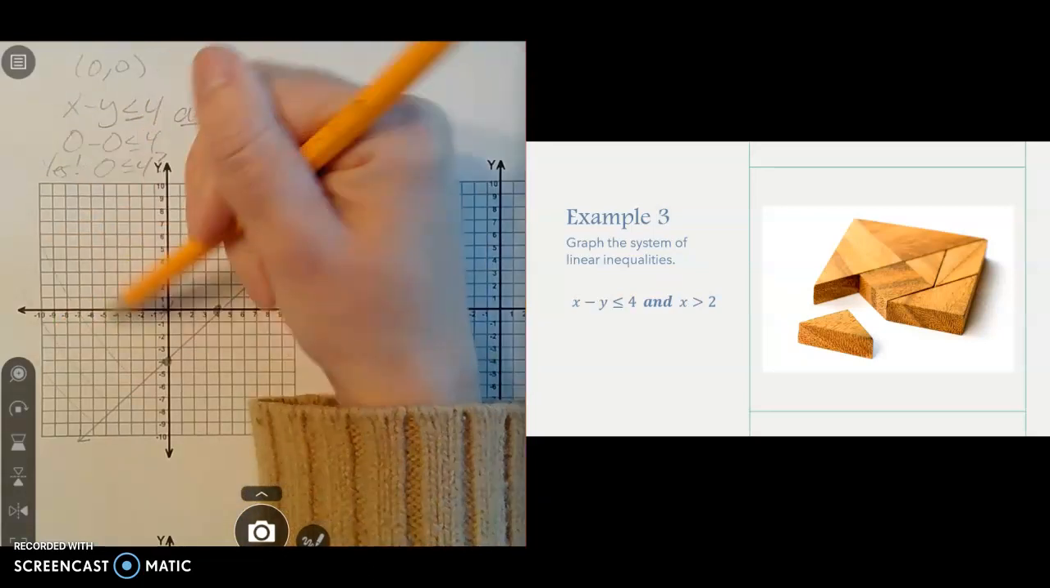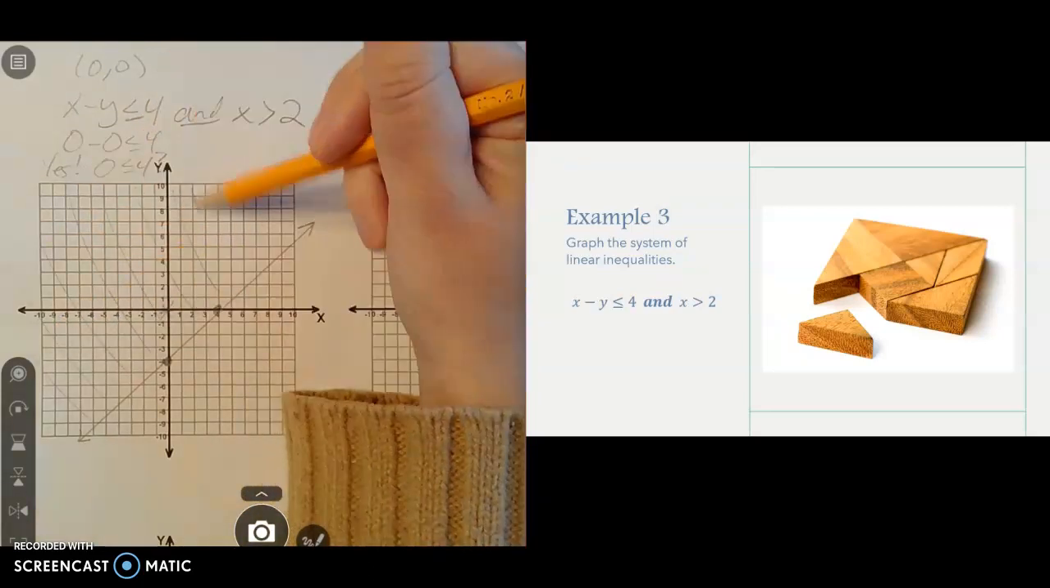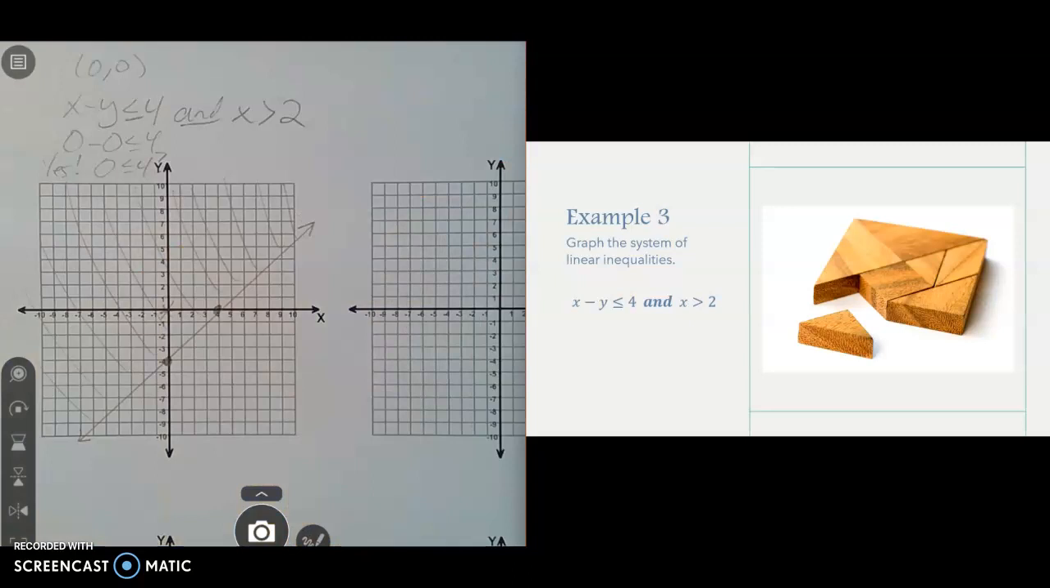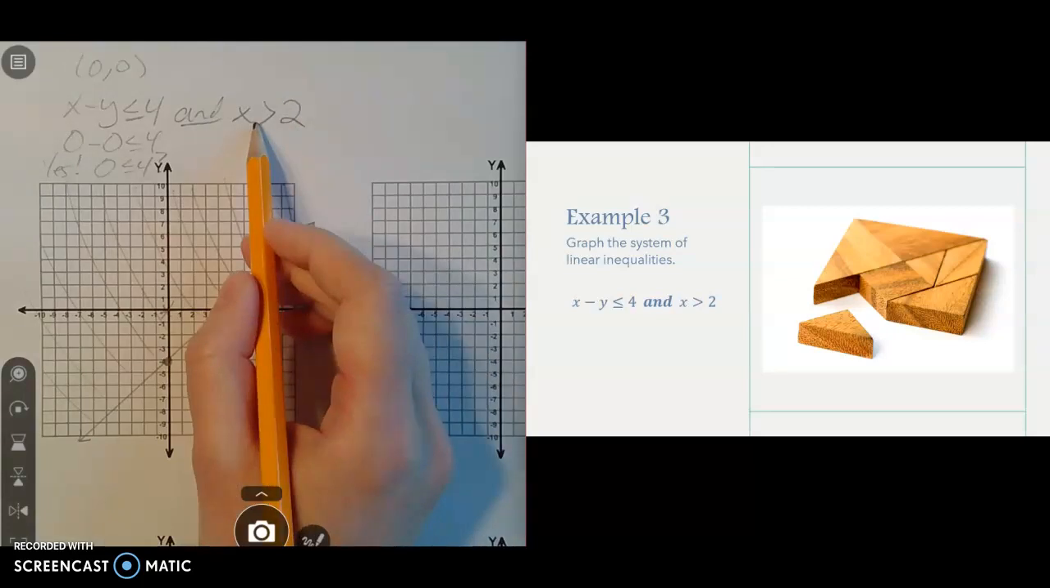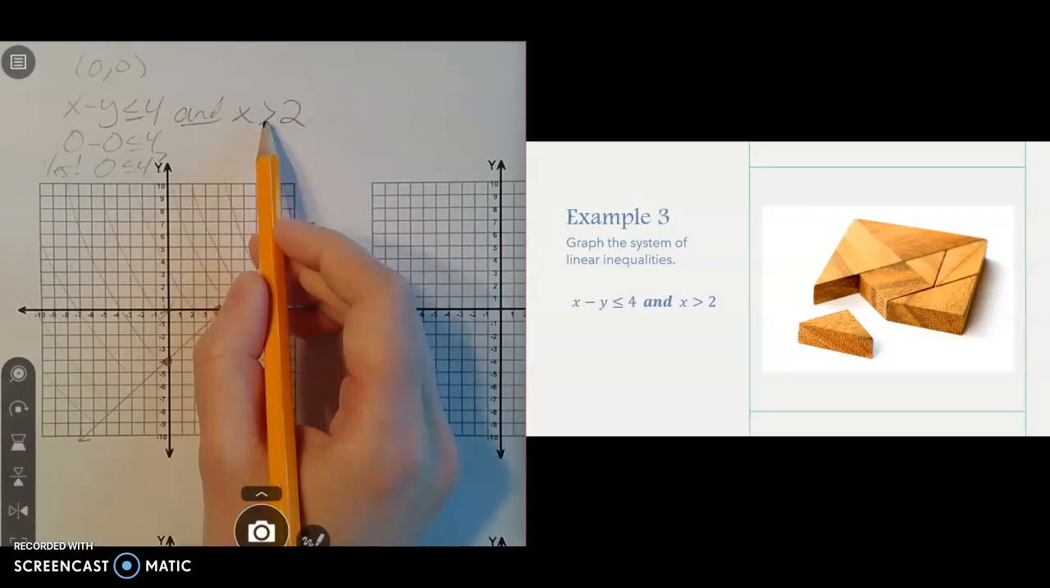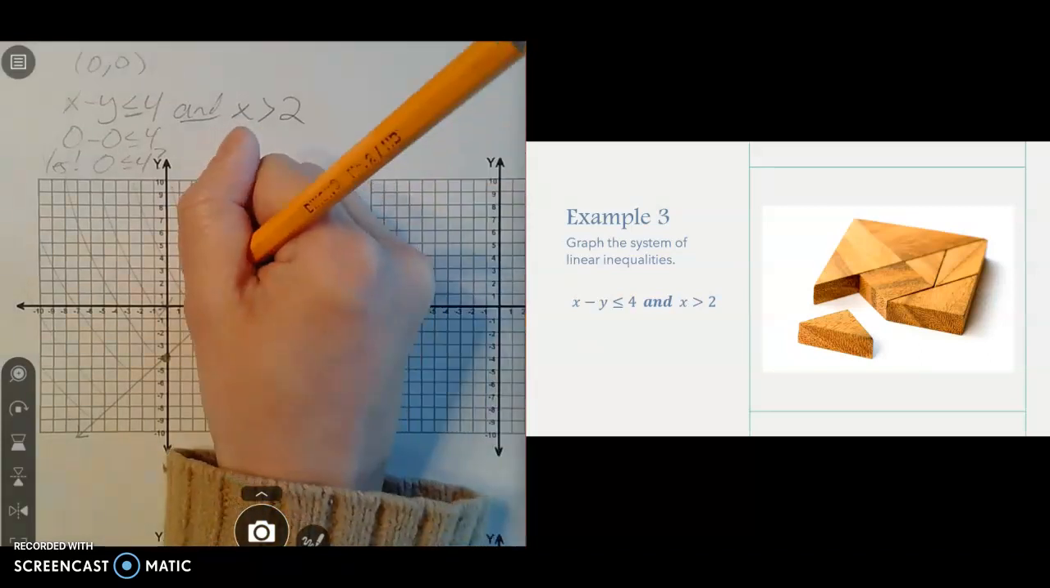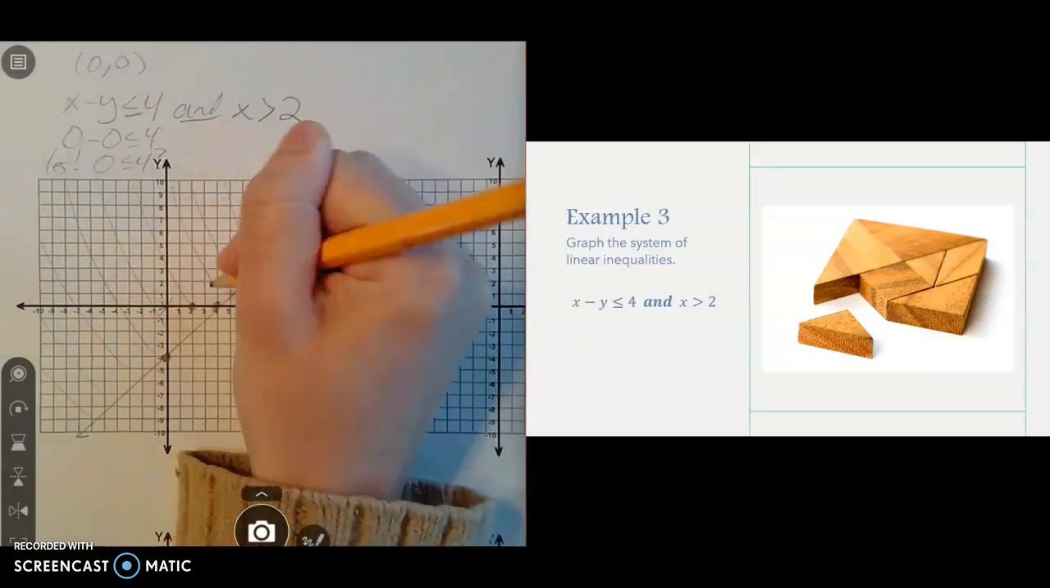And you'll notice I'm shading very light. Okay? So that I know where it is, but I have an opportunity to shade darker once I do the intersection. Okay? My next one is x is greater than 2. Well, if I had the line x equals 2, I know that that would be a vertical line going through the x-axis at 2. So here's x is 2, and it would be a vertical line.